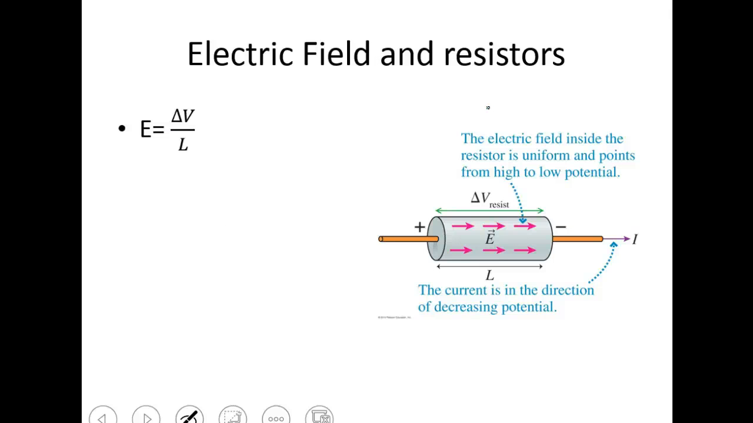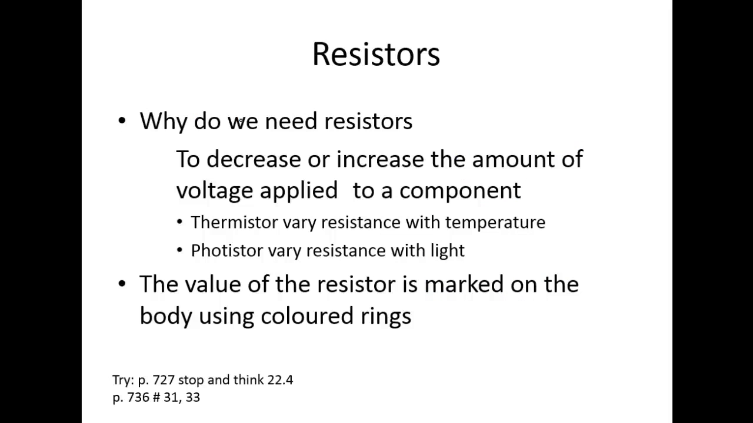Inside of a resistor, there is actually an electric field. And that electric field is equal to the voltage drop across the resistor divided by the length of that resistor. So if I have a really big voltage drop across a really big length, then my electric field is not that strong. But if I have a really big voltage drop across a very small resistor, then the electric field in that resistor is very, very strong.